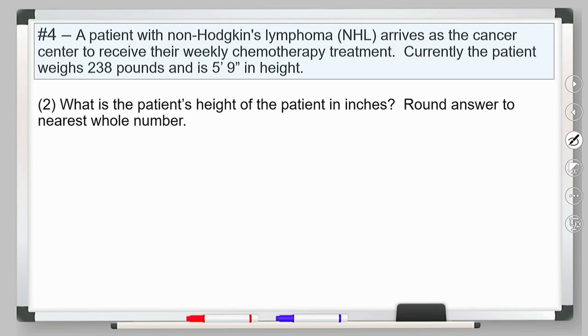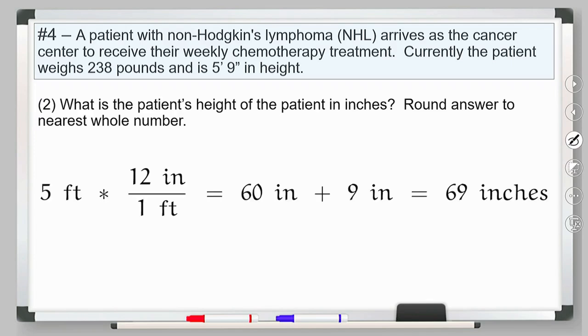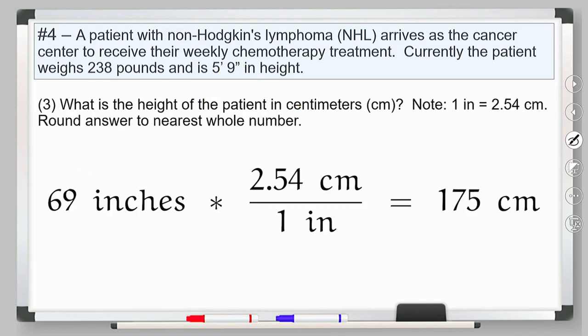Also, we need their height ultimately in centimeters. So the first step is to find their height in inches. So 5 feet 9 is 5 feet times 12, which gives you 60 inches. Then don't forget to add the inches beyond the feet. So add 60 inches from the 5 feet plus the 9 inches, which gives you a total of 69 inches. Then you can convert that height using the conversion I'll give you. Convert 69 inches to centimeters by multiplying by 2.54. That gives you, in this case, 175 centimeters.